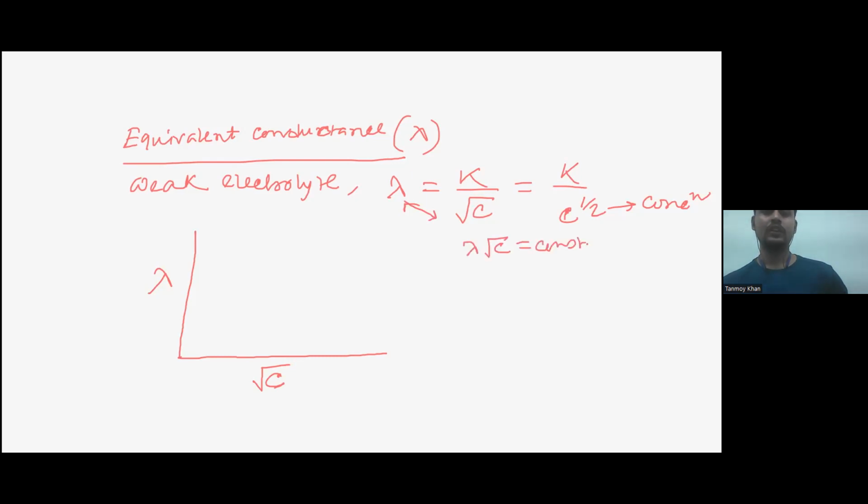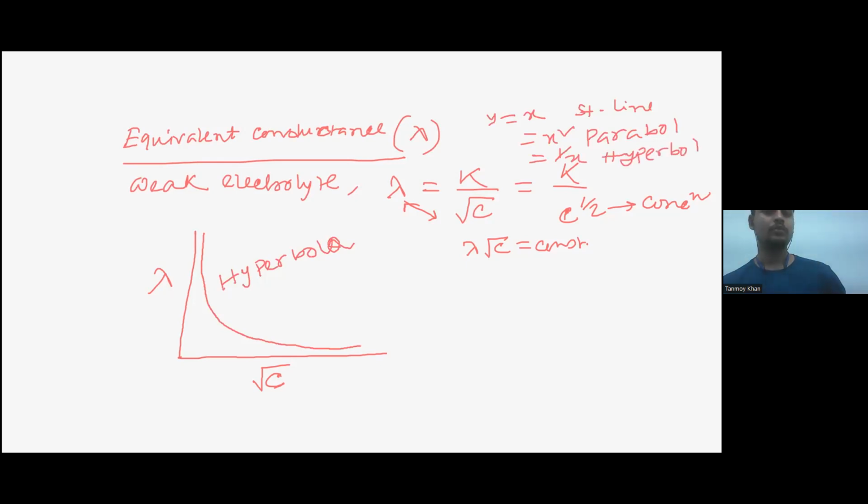This will again look like this. At x equal to 0, this will be infinity. At x equal to infinity, this will be 0. And these kinds of structures are called hyperbola. We know y equals x is a straight line. We know x square is a parabola. 1 by x is a hyperbola. This is the hyperbola kind of structure. Whenever y and x give a constant product, this kind of structure will come.